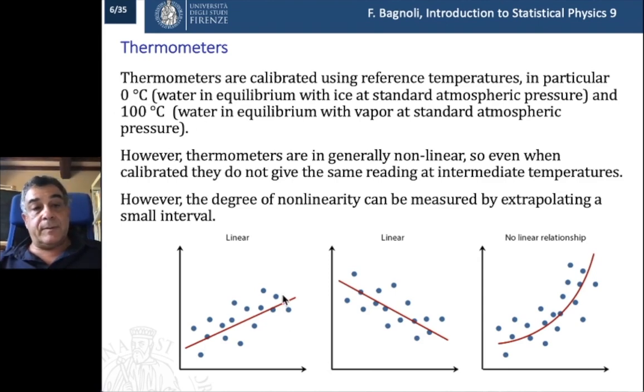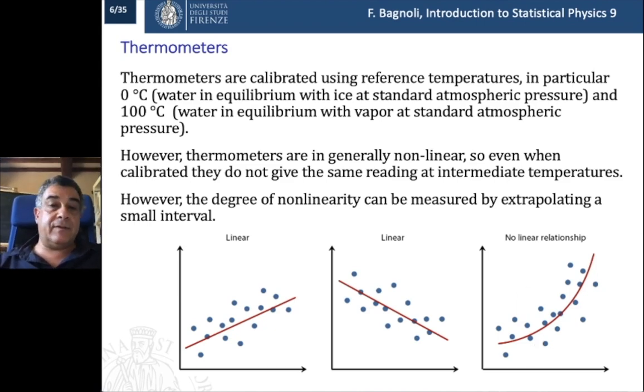Normally, thermometers are calibrated using 0 degrees Celsius, ice in equilibrium with water at standard pressure, and the boiling point of water, which is water in equilibrium with vapor, again at standard pressure. And so you have 2 points, and using these 2 points you can put all thermometers in rough agreement. Rough because it is not certain that the temperature scale of a thermometer is linear. In general, it is not. So you can have nonlinear relationships.